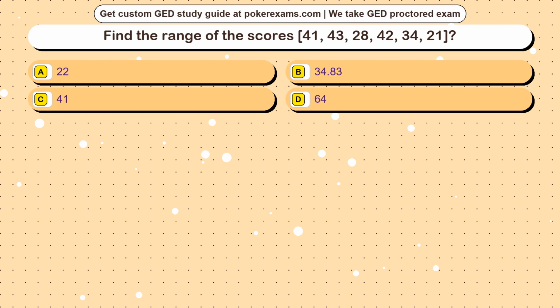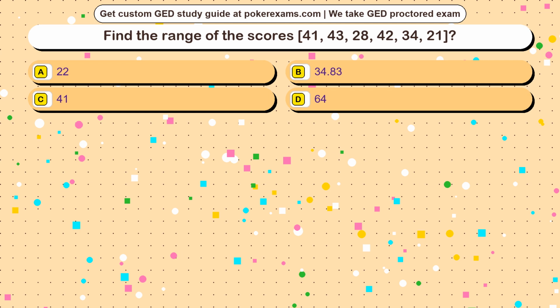Question 13. Find the range of the scores, 41, 43, 28, 42, 34, 21. Option A, 22. Option B, 34.83. Option C, 41. Option D, 64.